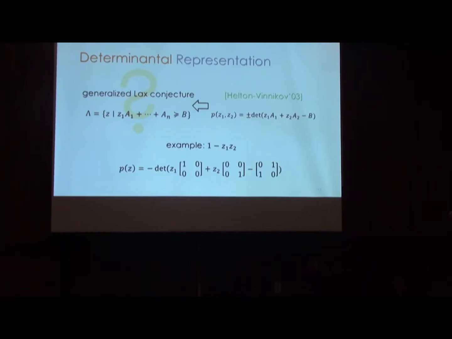So let's see an example here. So this is our favorite real stable polynomial, 1 minus z1 z2. You can write it as a determinant in this way. So the matrix you get is z1, z2, and 1's on the off diagonal, and the determinant of that is z1 z2 minus 1.